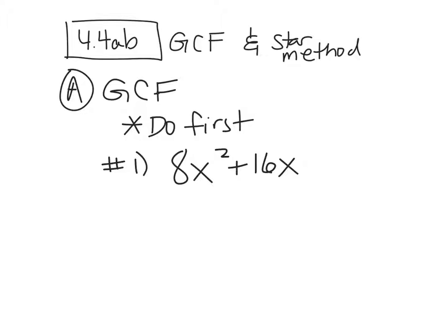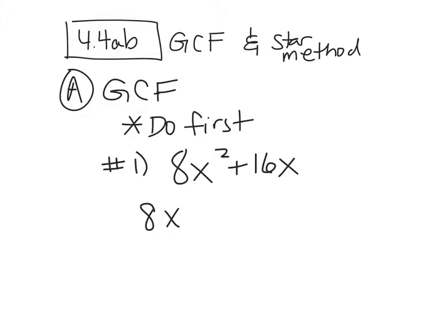So I'm looking at 8x squared and 16x, and between 8 and 16, I can go ahead and factor out an 8. Because 8 divides into both, it's the biggest number, the greatest common factor. They both share 2, and they both share 4, but are those the greatest? No. The greatest is 8. And then they also have an x in common. So I'm going to factor that out.